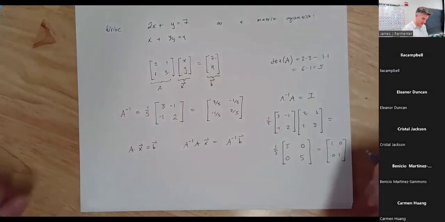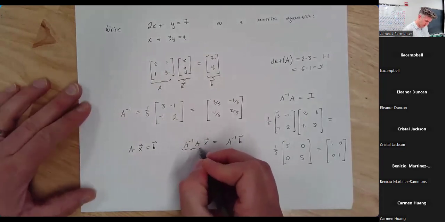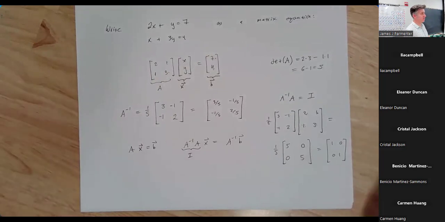What does that mean for us? It means that this matrix here, A inverse times A, is just the identity matrix. And the identity matrix multiplied by any vector or any other matrix is always just going to leave that matrix or vector alone. It's like multiplying by 1. What's 1 times 5? It's 5. The identity matrix times another matrix is just that other matrix.